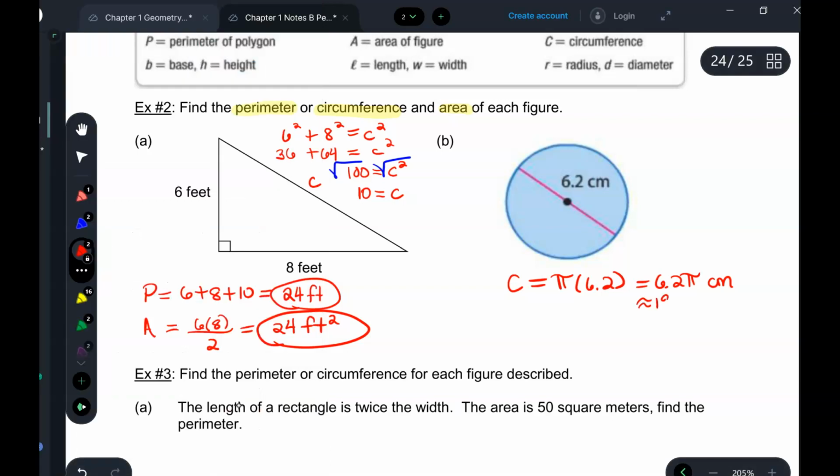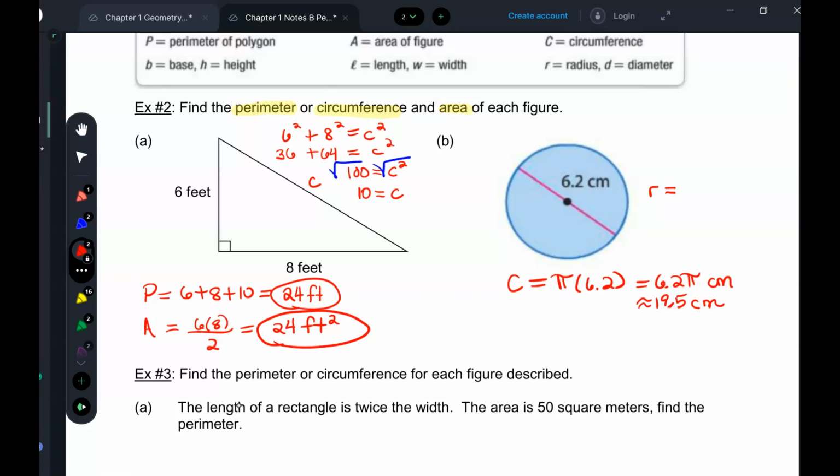Do we have to write the "about"? I'm okay if you leave it in an exact form, like for right now. Sometimes I'll say leave it with pi in your answer, and sometimes I want you to put it in your calculator and round. Will you say? Yeah, I'll specify. No, that's okay. Let's do the next one.